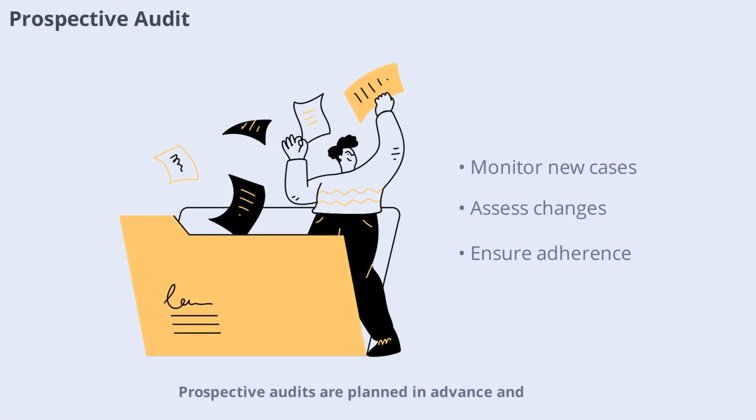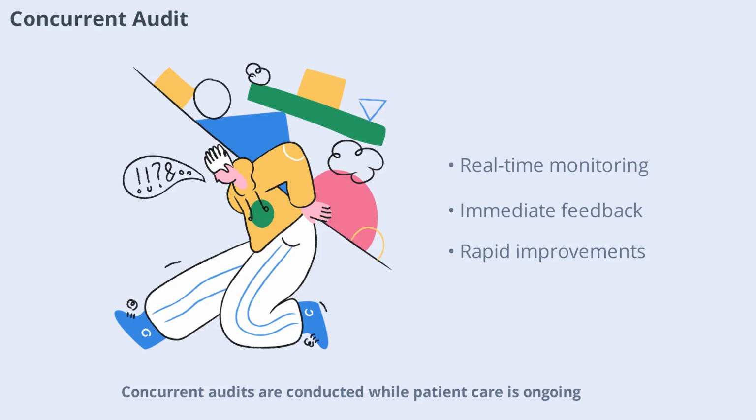Prospective audits are planned in advance and involve collecting data as new cases occur. In radiography, this could involve monitoring adherence to new protocols over a set period. Prospective audits allow teams to assess the impact of recent changes and ensure that new standards are being followed from the outset.